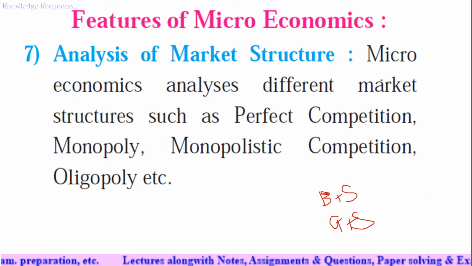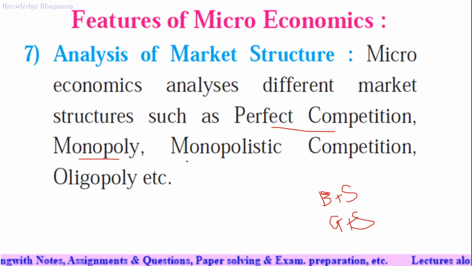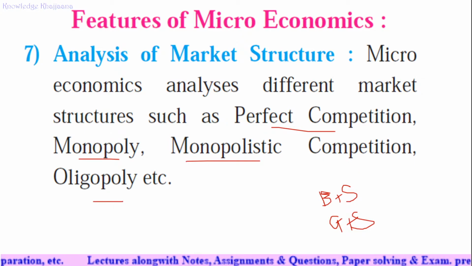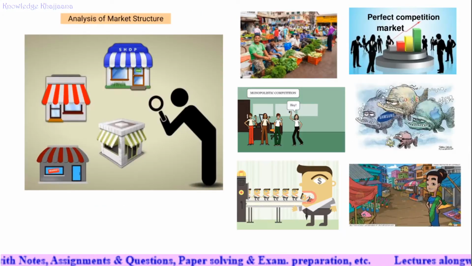So microeconomics analyzes different market structures. There are different market structures like perfect competition, monopoly, monopolistic competition, oligopoly. These are the types of competition in the market. Let's see what is meant. For example, this is a perfect competition market. This is a monopolistic competition market. This is monopoly.